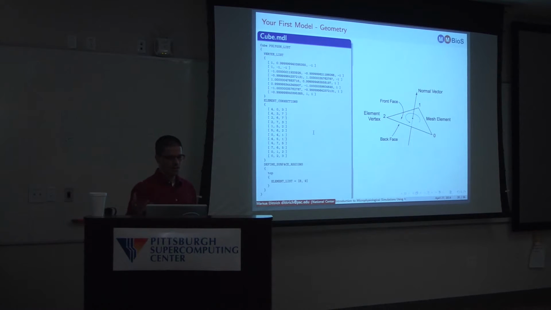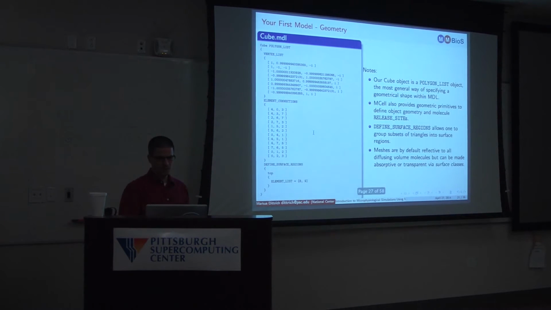This orientation is really a key feature of surfaces in MCell. We'll see this again when we talk about surface reactions. So there's this concept that you have surfaces, there's a normal vector, and there's an inside and an outside. Right? Okay, so that's all I want to say about these geometries.